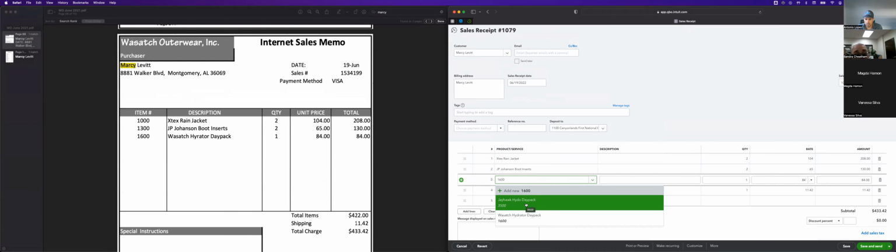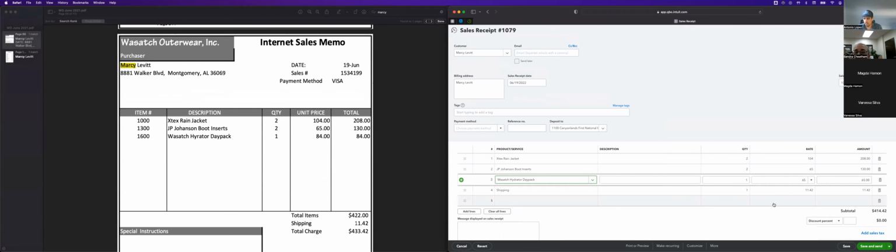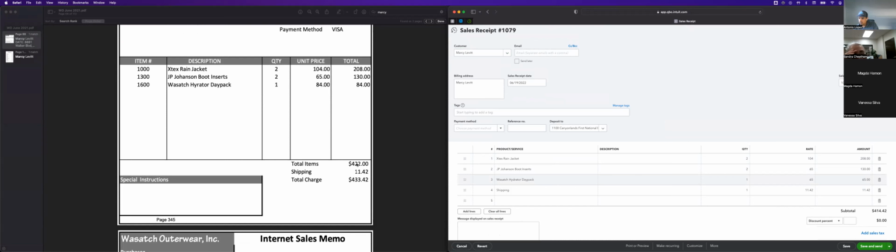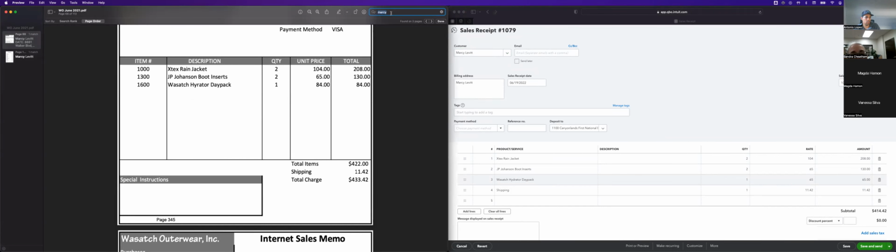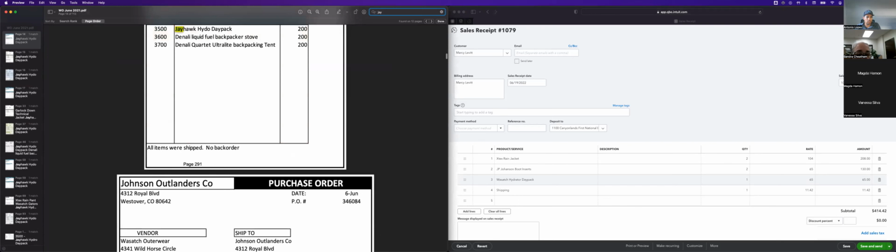So I go back in. Interesting though. Are they the same price then? They must be the same price. I don't think they are. See, the Hydro Day Pack is 84. And what was the other one? Jayhawk.